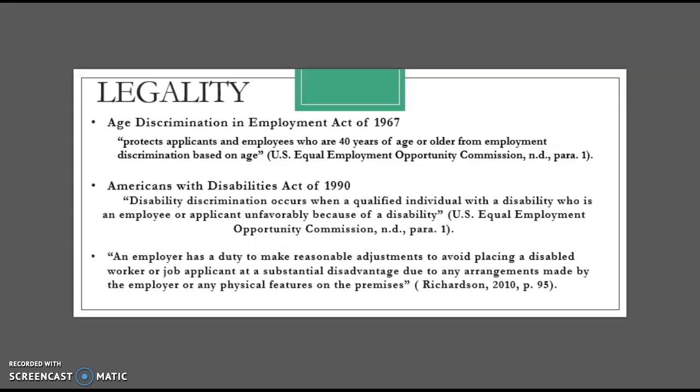And also with your current employees, an employer has a duty to make reasonable adjustments to avoid placing a disabled worker or job applicant in a substantial disadvantage due to any arrangement made by the employer or physical features of the premises. So if you have carpal tunnel and you have to type, your employer does have an obligation to get you a keyboard that helps support the wrists and stuff like that, as long as it's not too expensive for the organization.